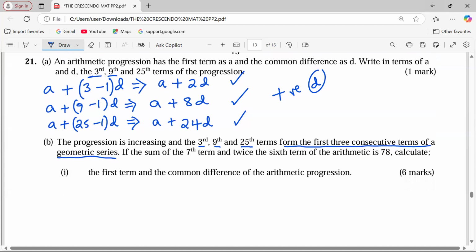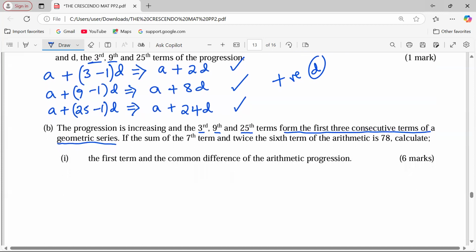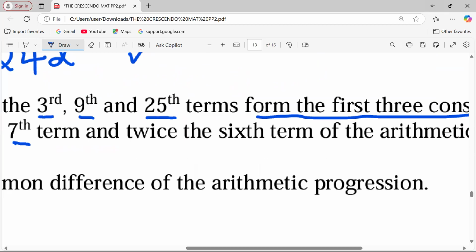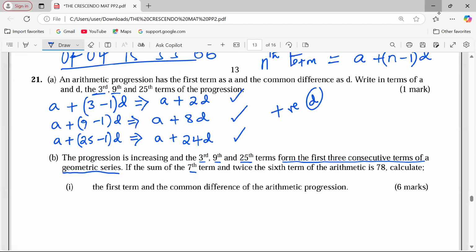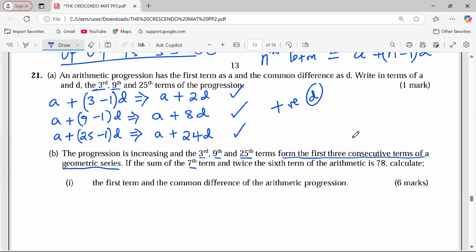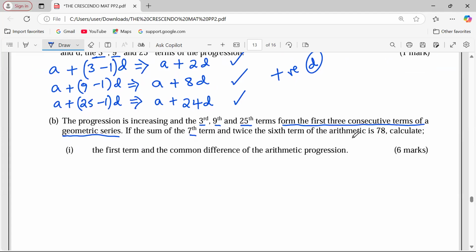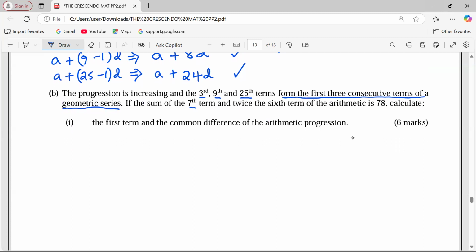If the sum of the 7th term and twice the 6th term of the arithmetic progression is 78, calculate part 1, the first term and the common difference of the progression.